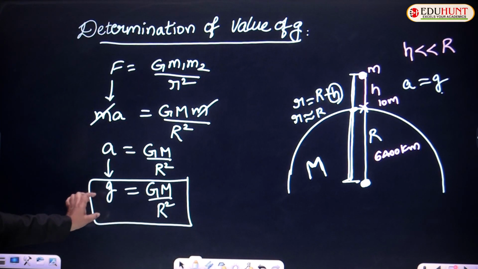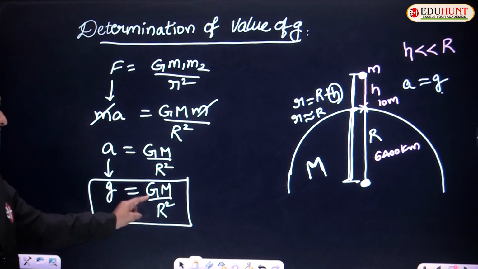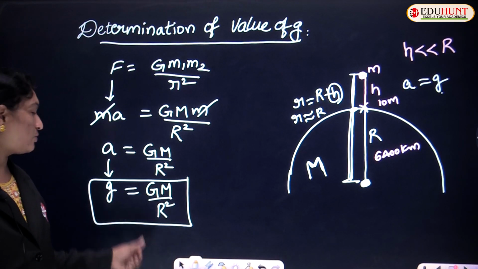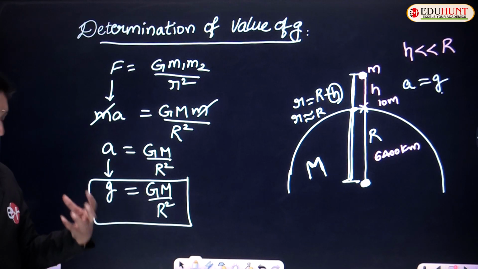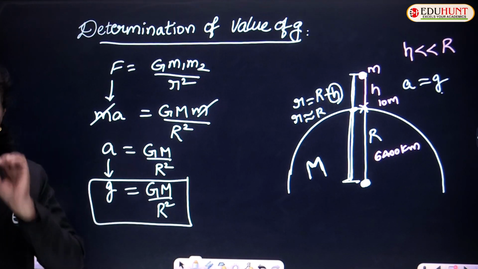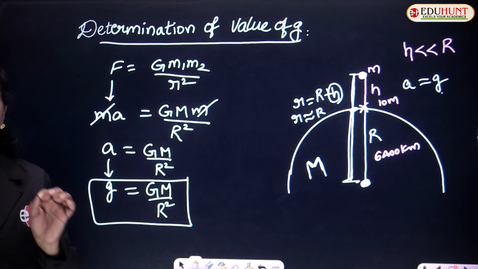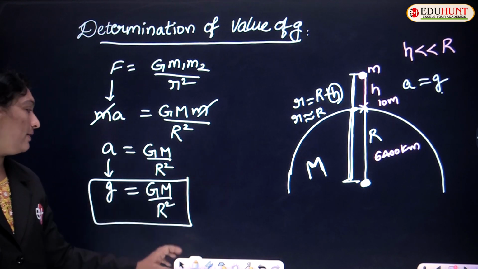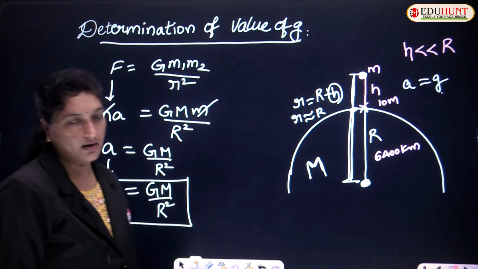So acceleration due to gravity on the surface of the Earth is taken as GM/R², where g is the acceleration due to gravity, capital G is the universal gravitational constant, M is the mass of the Earth, and R is the radius of the Earth.